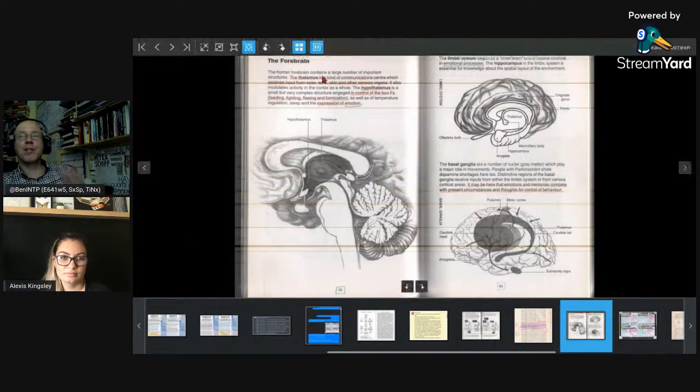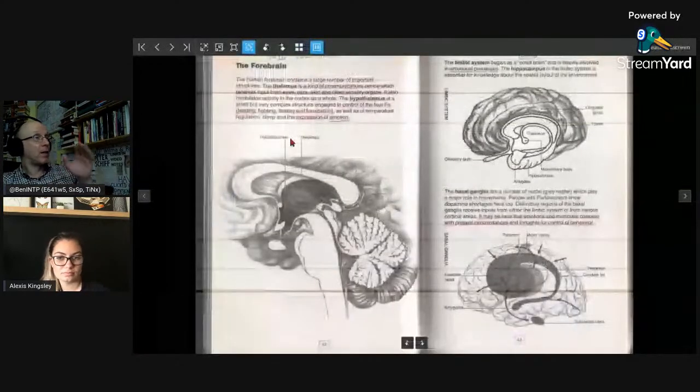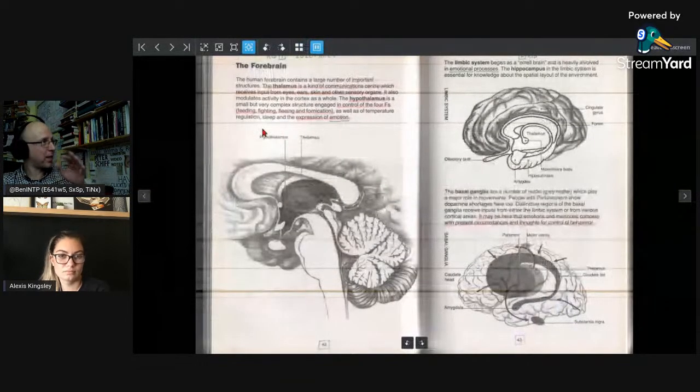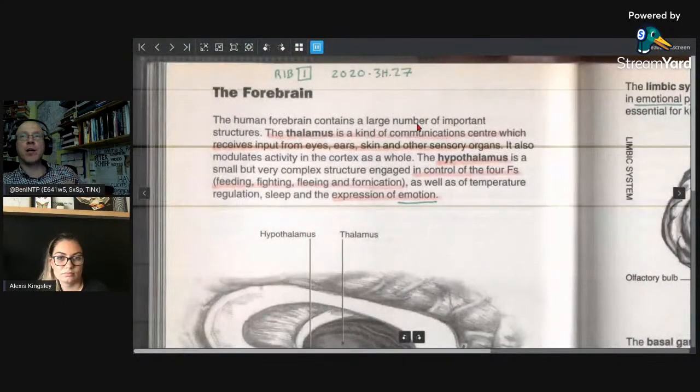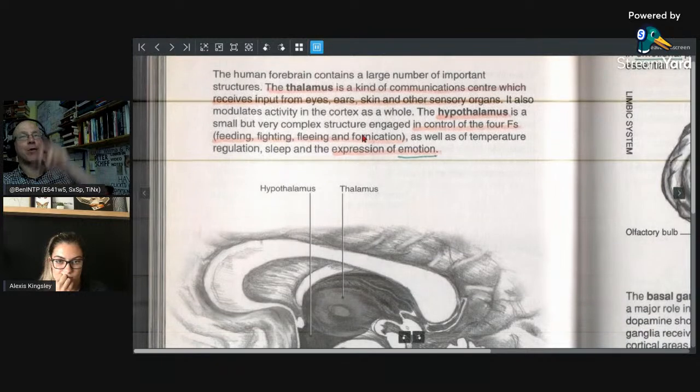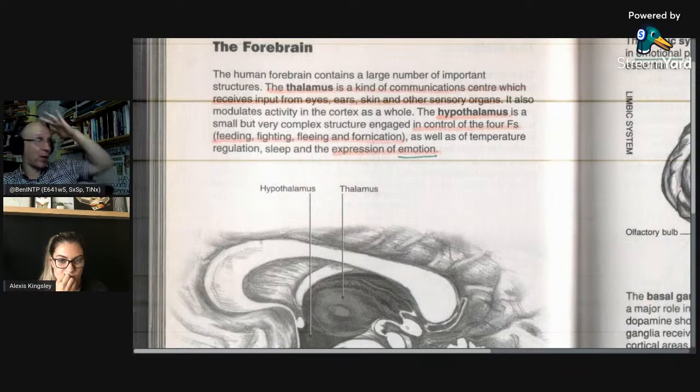Here we go. This is a little bit of stuff on instinct, on Vanderhoop, and I think he's got it right. Again, it correlates with Kersey as well. The human forebrain contains a large number of important structures. The thalamus is a kind of communication center which receives input from the eyes, ears, skin, and other sensory organs. People can react to that information before it gets to the cerebral cortices, the posh part of the brain. It also modulates activity in the cortex as a whole.